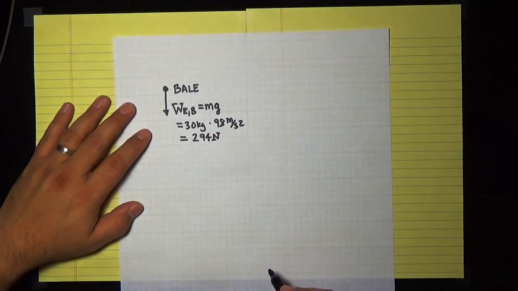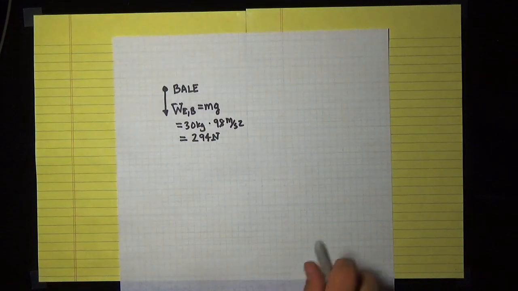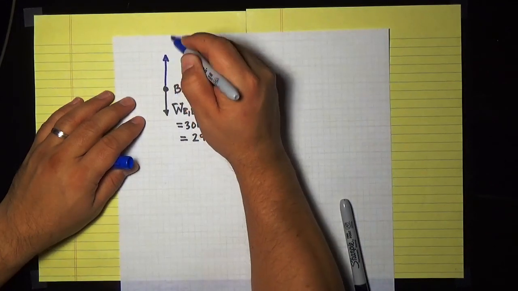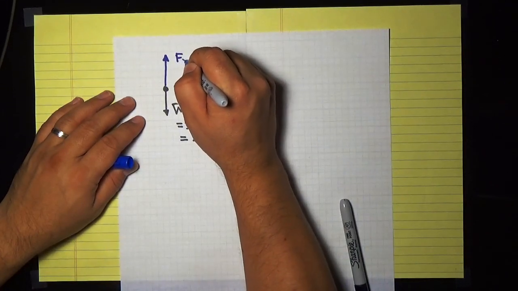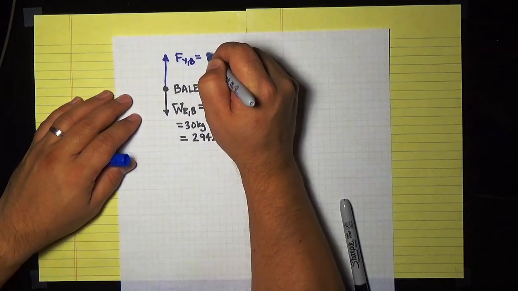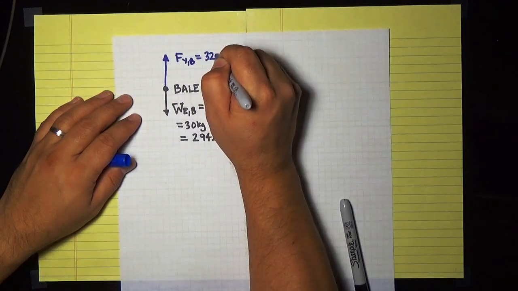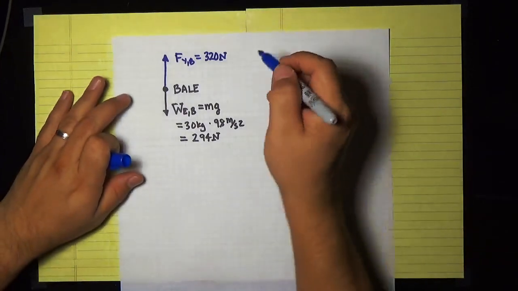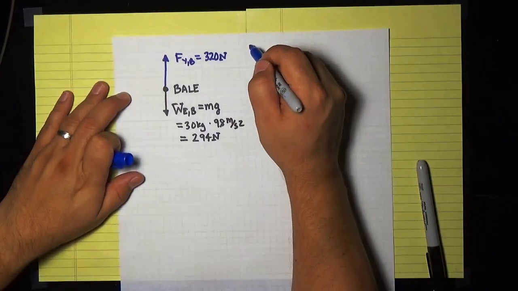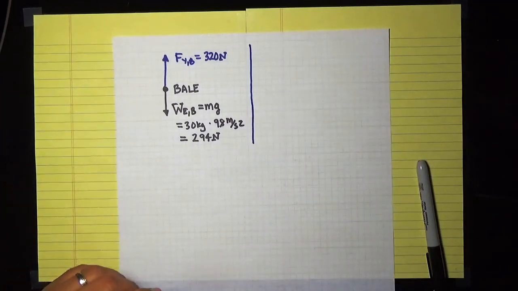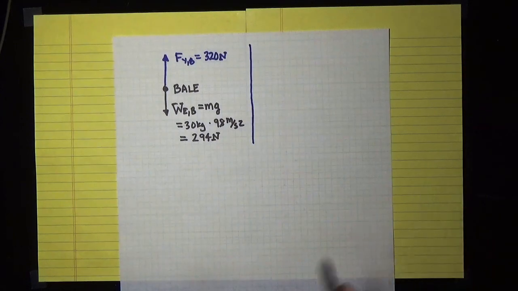Okay. The other force in the problem is the force of me pushing upward on the bale, or you if you're bucking the bale. So this is the force of you on the bale, and we're told that that force is 320 newtons. Okay, so right away you can see that what we expect to happen should happen. There is more upward force than there is downward force, so indeed the bale should accelerate upward as a consequence of the bucking.